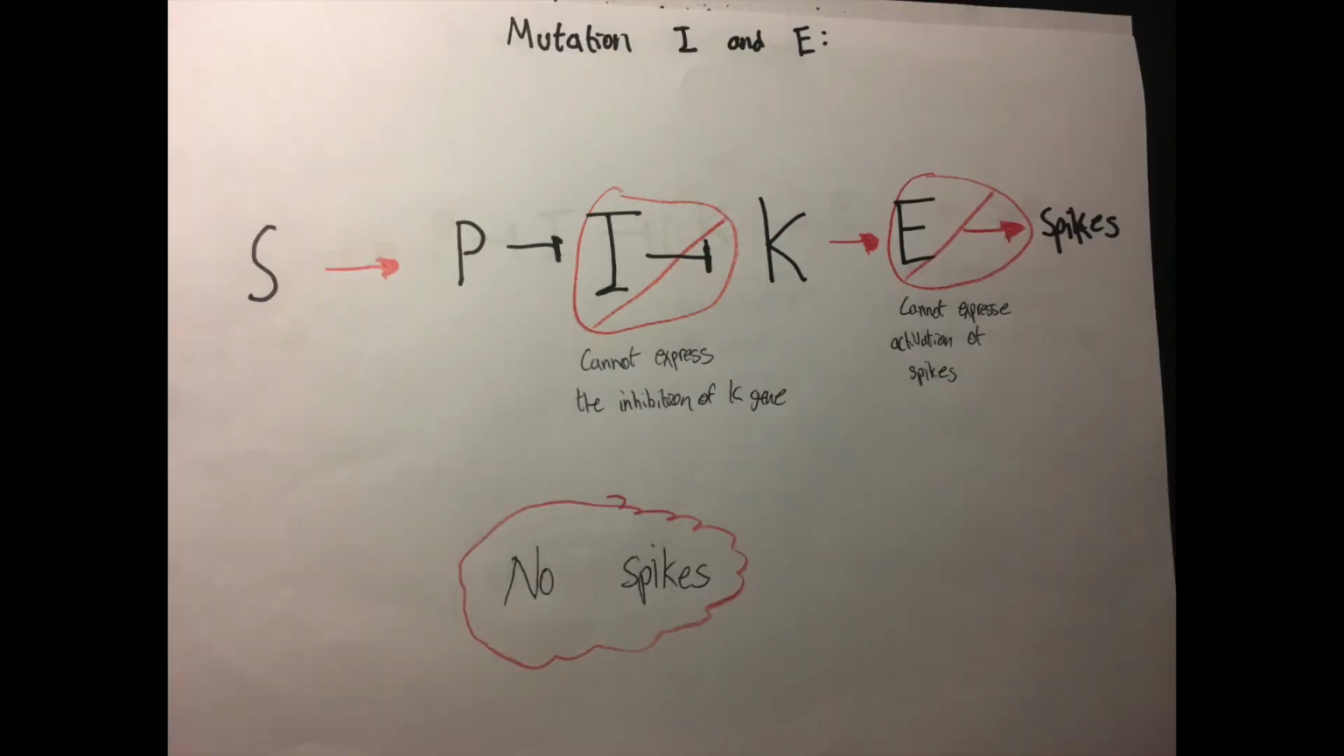Now we look at the mutation of the I and E gene. Just like the last example, I cannot express the inhibition of K, leading K to activate E. However, E cannot express the activation of spikes because it's mutated. So that results in no spike formation.